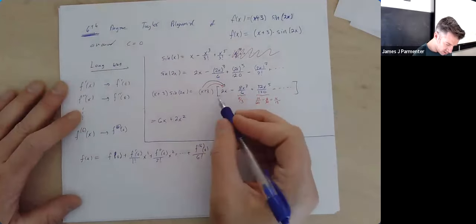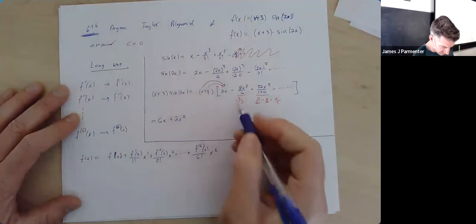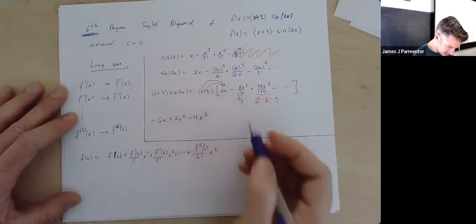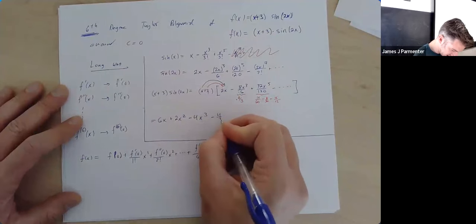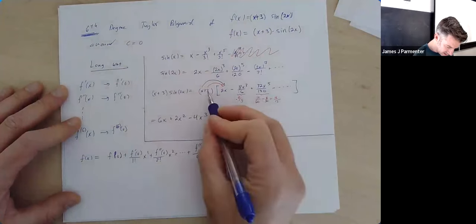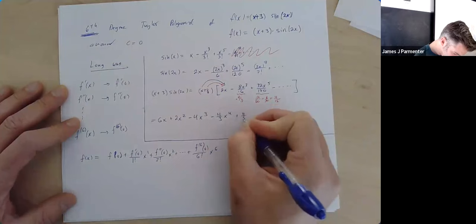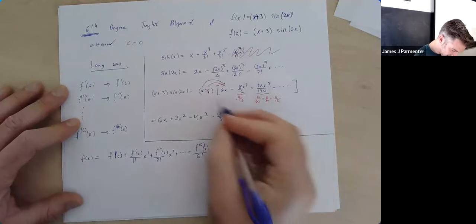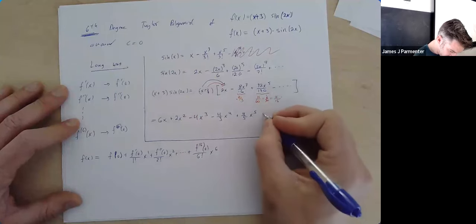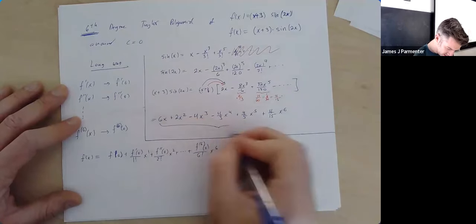So then we keep going here. Then I'm going to do 3 times this. So 3 times -4/3 is minus 4x cubed. And then x times this is going to be minus 4/3 times x to the 4th. And then 3 times this is going to be 3 times 4/15, which is 4/5 x to the 5th. And then x times this is going to be 4/15 x to the 6th. And we stop there because that is my 6th degree.